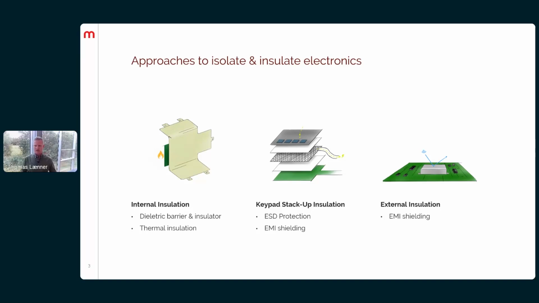And the last one is insulation or isolation from the outside, or external insulation. This is where we use a separate metallic housing mounted on top of some components on a PCB to shield the system from external electromagnetic interference. We produce all of these solutions in-house, but today we'll focus on the components that act as a dielectric barrier and insulator.